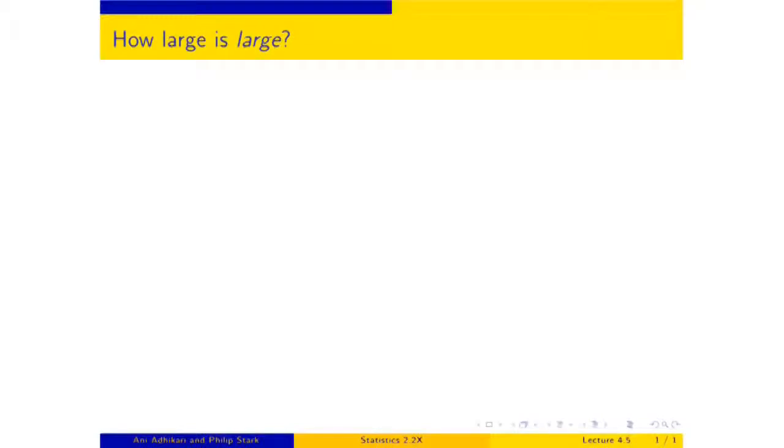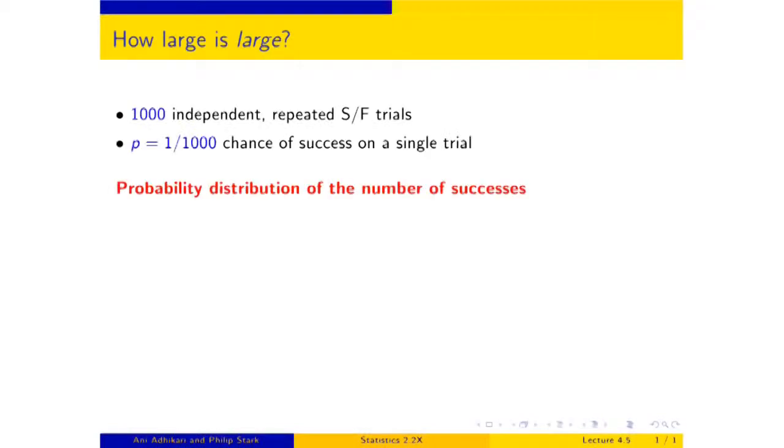And to give you an example of what goes on, let's take a number of draws that on the face of it seems very large. 1,000 trials, success-failure trials with chance 1 in 1,000 of success on a trial. Now 1,000 is large by anybody's standards.